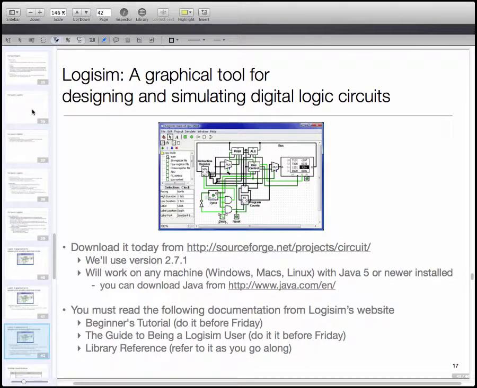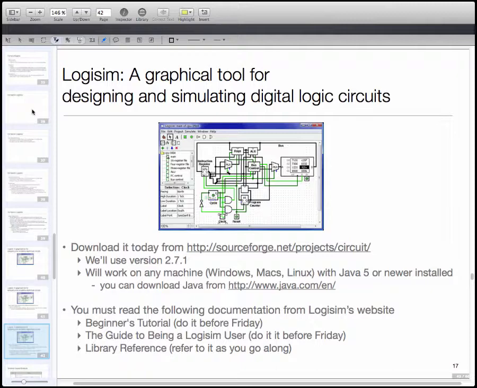And then either from the Logisim's website or from within the program by going to the help menu, you should read the beginner's tutorial. It's called the Guide to Being a Logisim User. You have to walk through the tutorial and submit your tutorial files. There are more detailed instructions in the homework announcement. So it's very important that you do it. It will probably take you maybe 3-4 hours. There's a video and all that attached, depending upon your prior level of expertise.